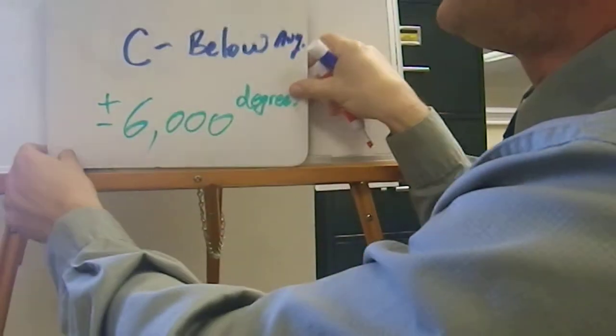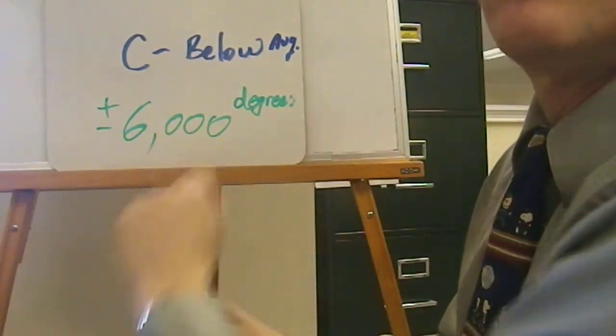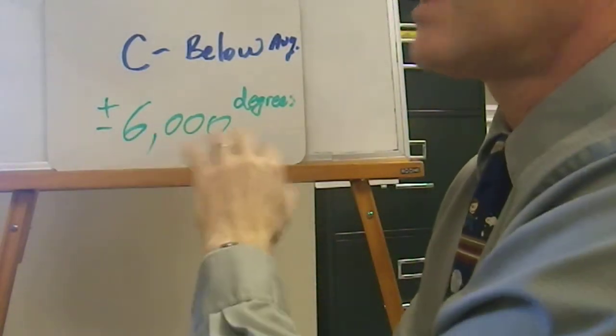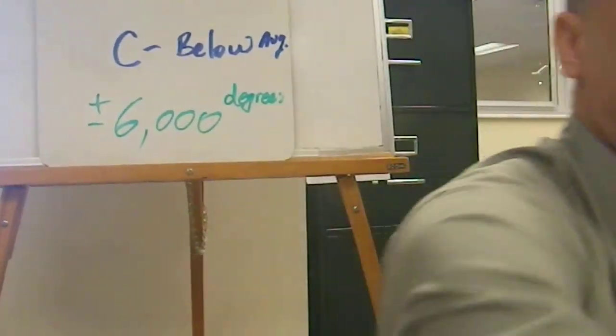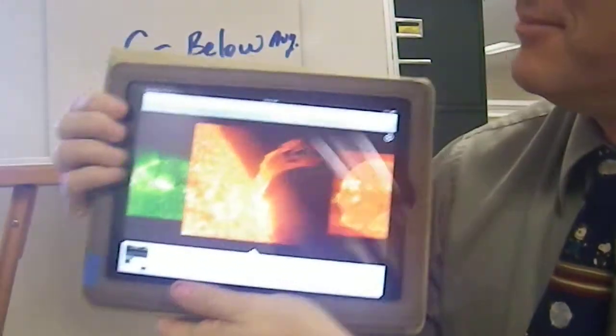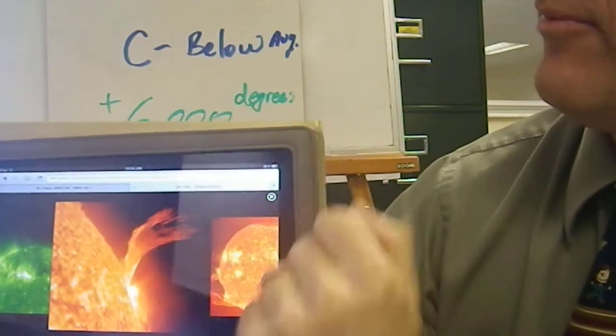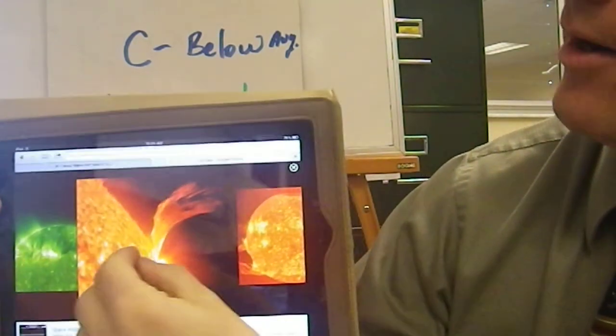Alrighty? Remember, our sun is a C-. It's a very yellow star. It's about 6,000 degrees plus or minus. And let's take a look at some stuff that comes off the outer edge of the star. This is a flare. A flare comes off, a flare comes straight out.